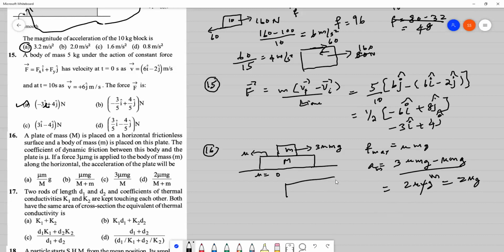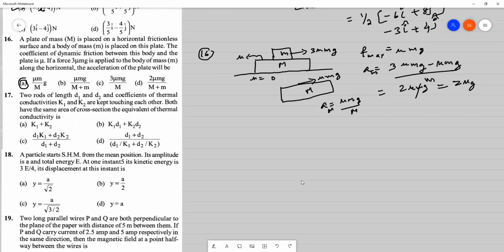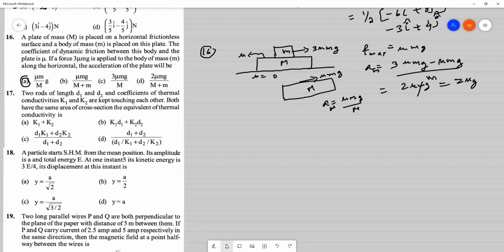Now, what is the force acting on the larger block? There is only one force acting. The friction force on this will be acting towards left. So the same friction force mu mg will be acting on this block of mass M towards its right. So here, what will be the acceleration? Acceleration should be equal to mu mg by capital M, because only one force is acting on this block. So acceleration of capital M is mu mg by M, so this should be the right answer. So we will move on to question number 17 here.